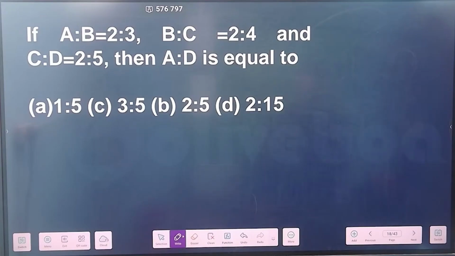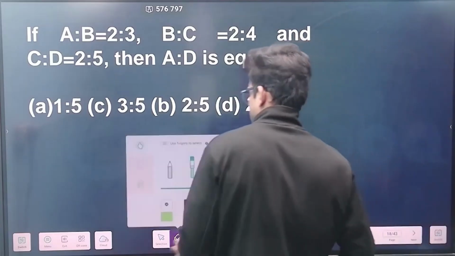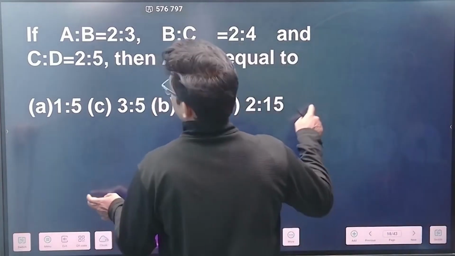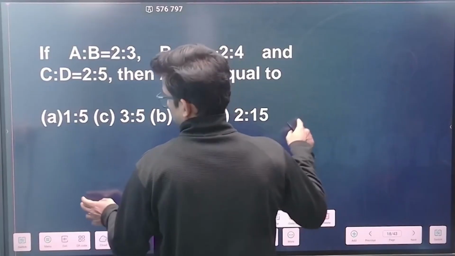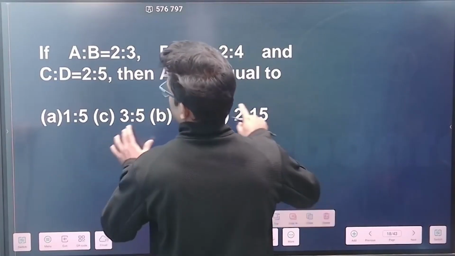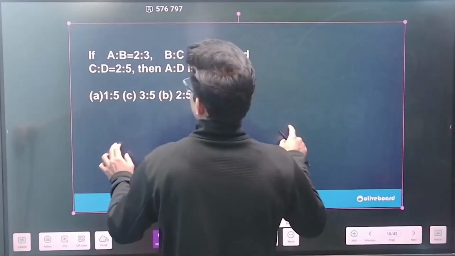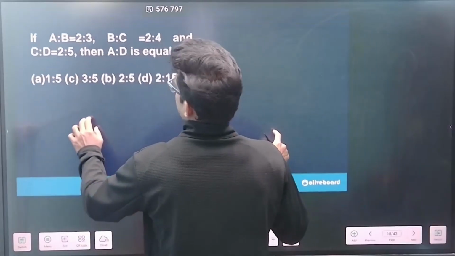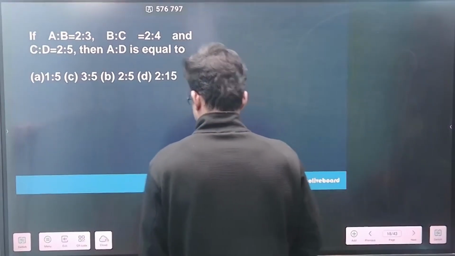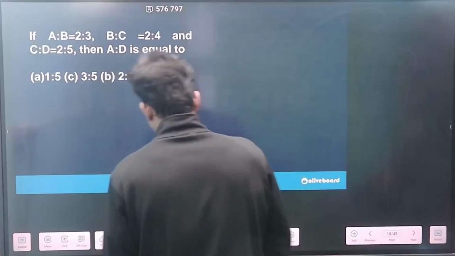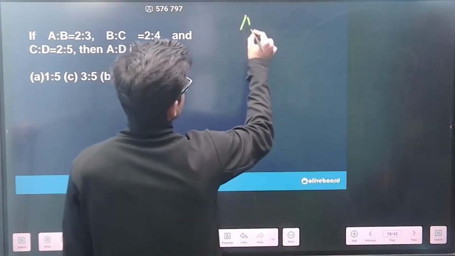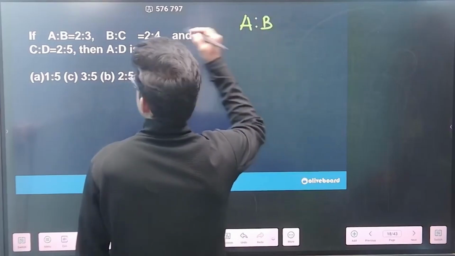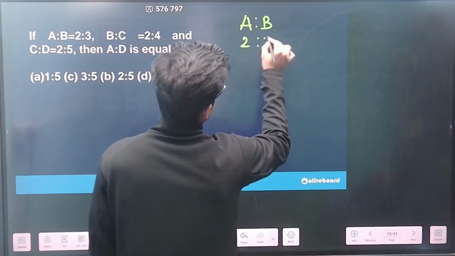Okay, let me make you understand this. I'll make it small so that I can write it down also. Now see, from here you need to understand first is A is to B. The ratio is given 2 is to 3. Okay, fine. Write down as it is.